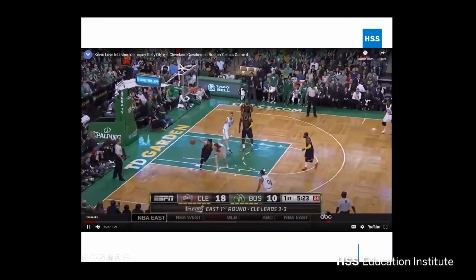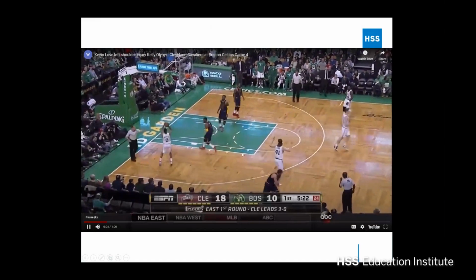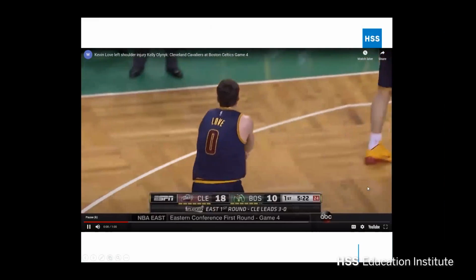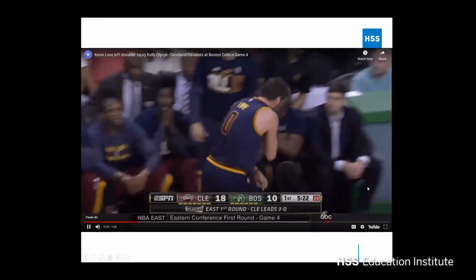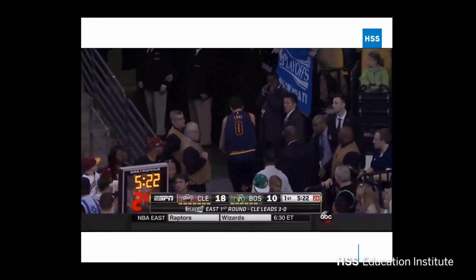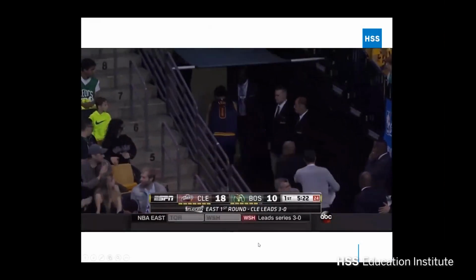This is just a few years ago in a professional basketball game. Kevin Love's an athlete. And notice, this is important, notice how he's holding his arm, running off the field. He clearly has a shoulder injury, but I can tell just based on how he's positioning his arm that that is very likely a shoulder dislocation.